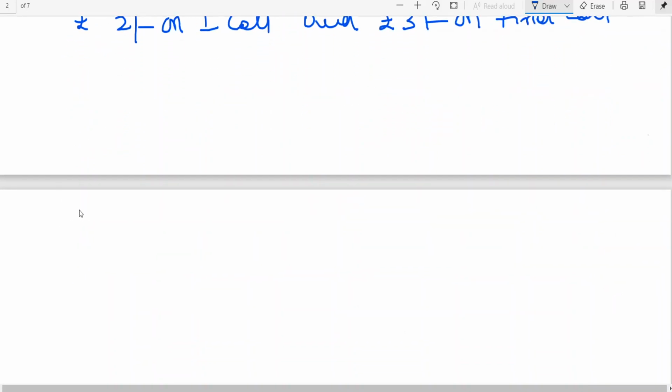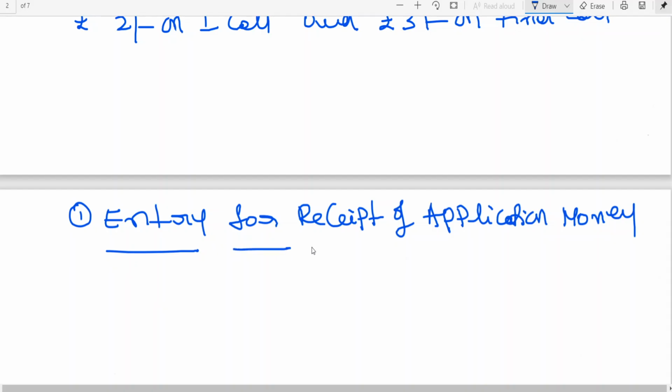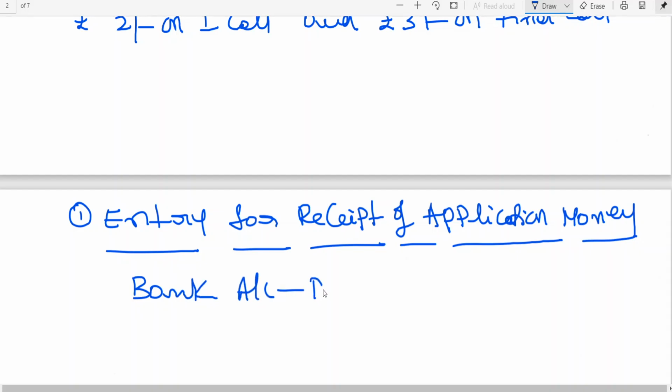First, entry for receipt of application money. Bank account debtor to share application.